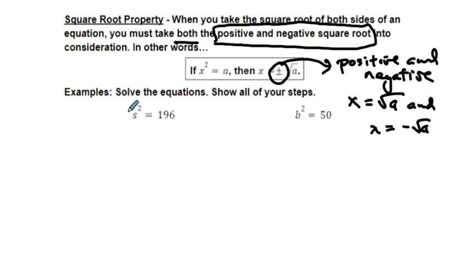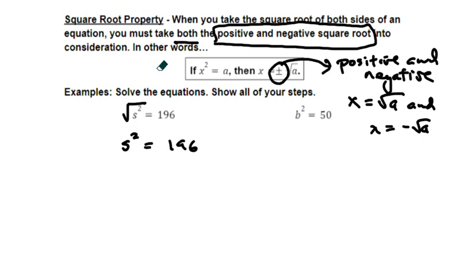Okay, so we've got this first one. It says s squared equals 196. Well, whenever you have anything squared, we know if we take the square root of it, then it's going to give us what we need. And so don't get confused. The positive and negative thing doesn't apply to the variable. It just applies to the number side of it, okay? So what you're going to do when you see this is we've got x squared equals 196.